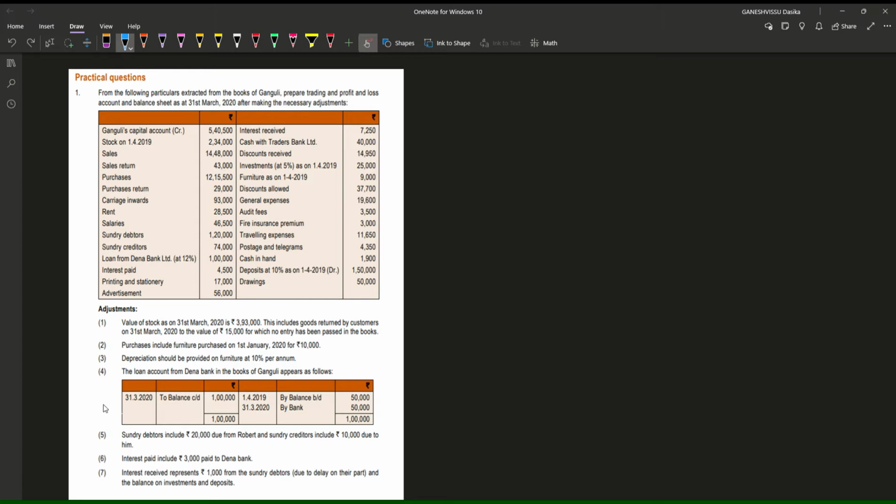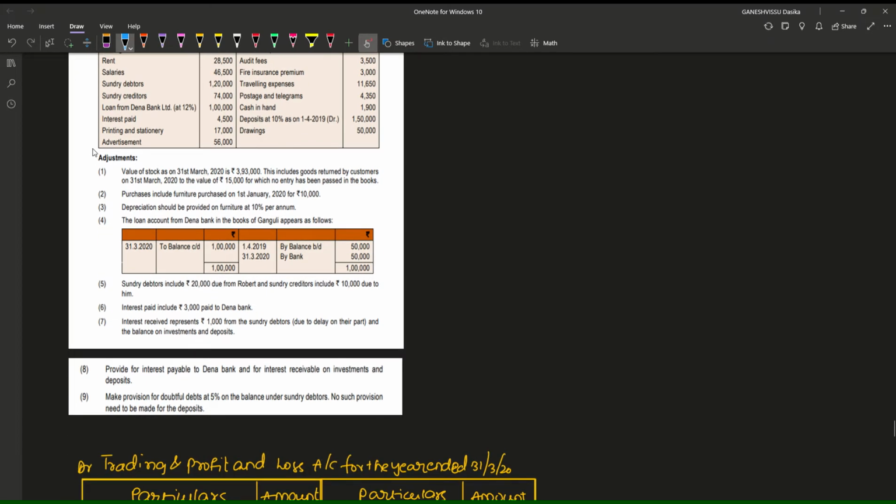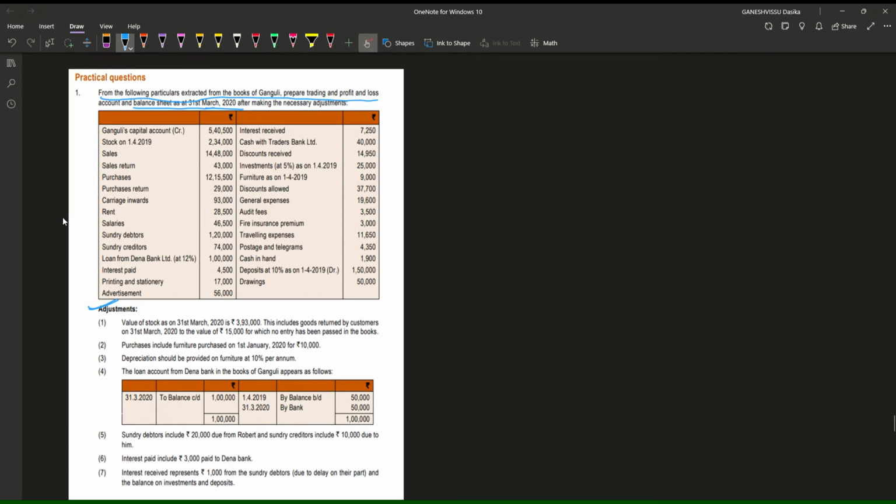Let us now start with practical question number 1. Let us read the values which they have provided for us. From the following particulars extracted from the books of Ganguly, prepare trading profit and loss account and balance sheet at 31st March 2020, after making the necessary adjustments. We have nearly 9 adjustments. We shall look at these adjustments and then go through the problem, right?